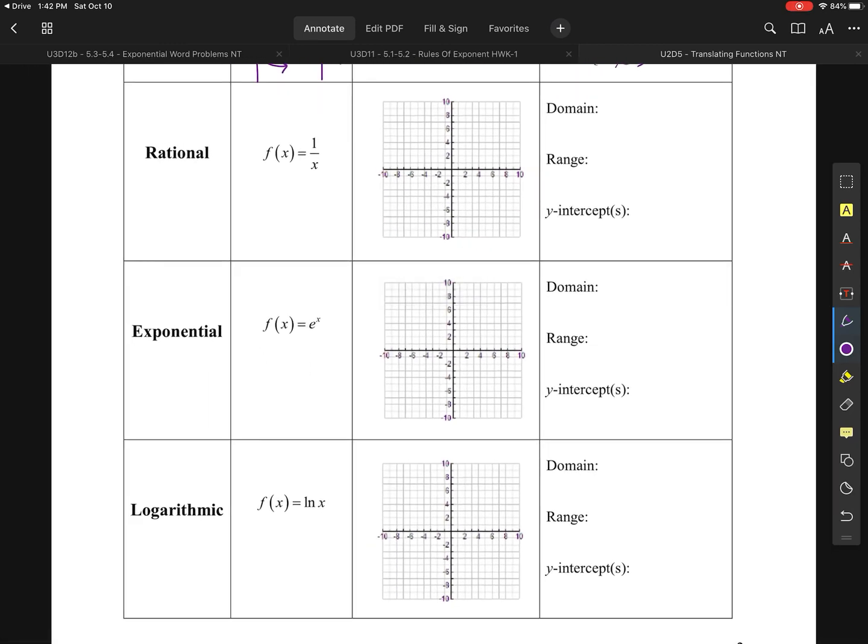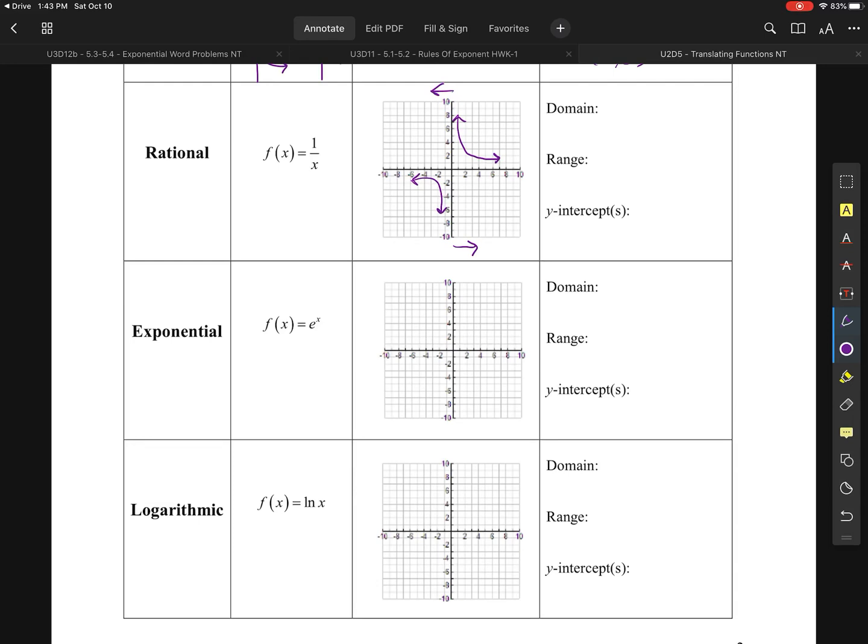Three more to look at. Rational function graph. I got this, and I got this. So why does this work? Well, to the right of my y-axis, 1 divided by a positive number is always positive, so it's stuck in that quadrant. To the left of my y-axis, 1 divided by a negative number is always a negative number. So no matter how far or how large x gets, 1 divided by a positive is always positive, 1 divided by a negative is always negative.